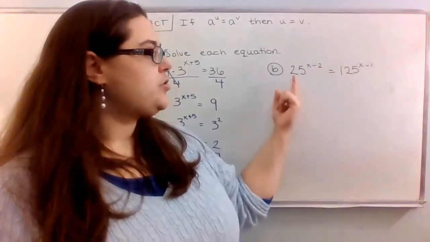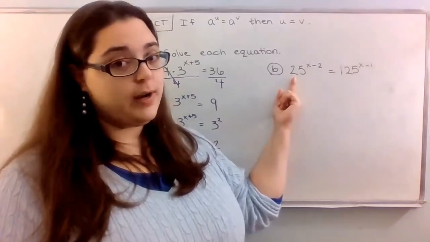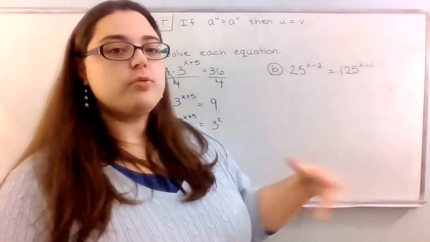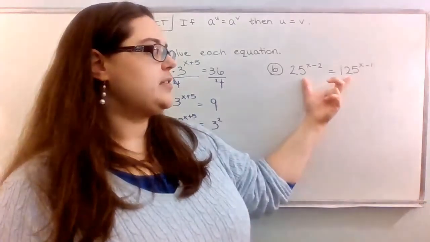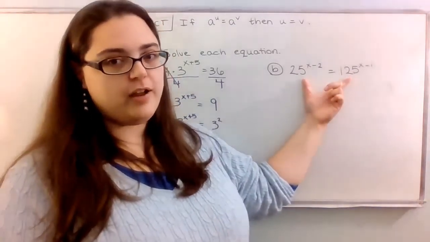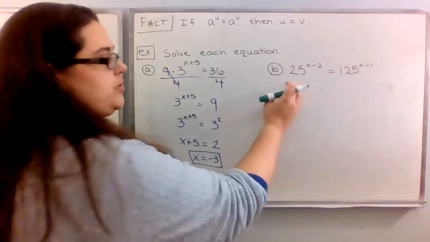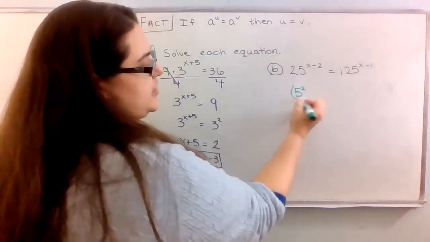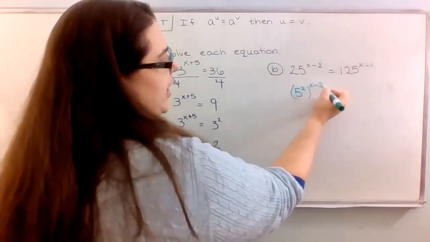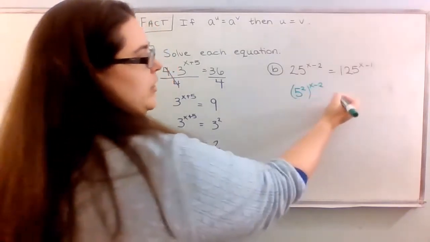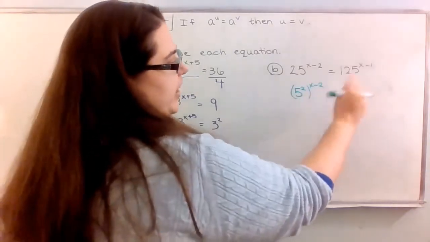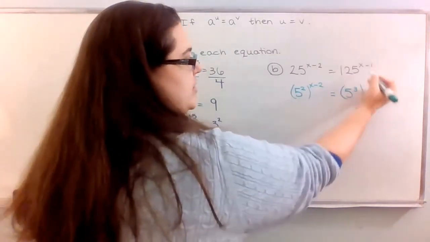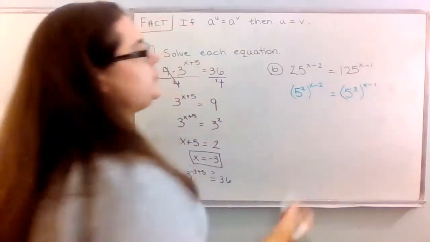In this case, 25 is the same as 5 squared, and 125 is the same as 5 cubed. So we can rewrite these two bases as a power of 5. That's what I'll do. 25 is the same as 5 squared, and that's being raised to the x minus 2 power. Similarly, 125 is the same as 5 cubed, and that's being raised to the x minus 1 power.